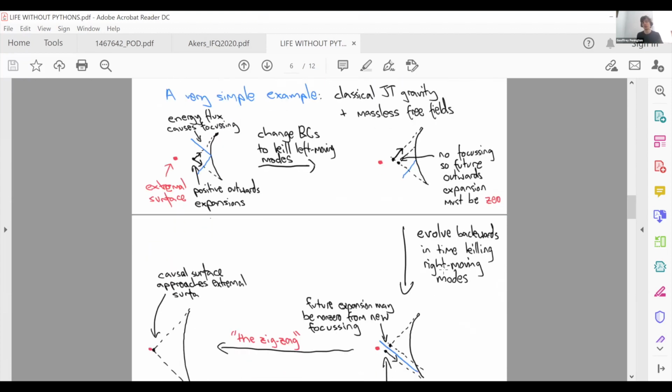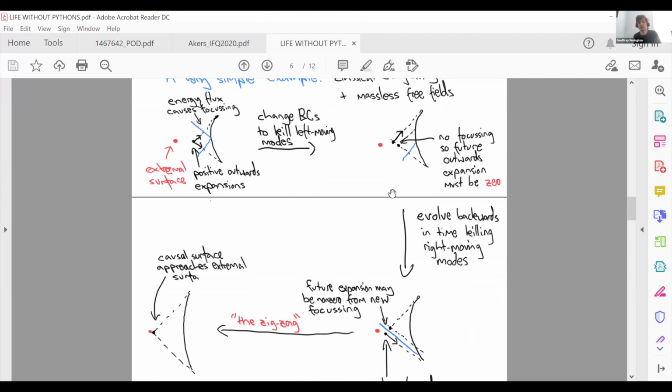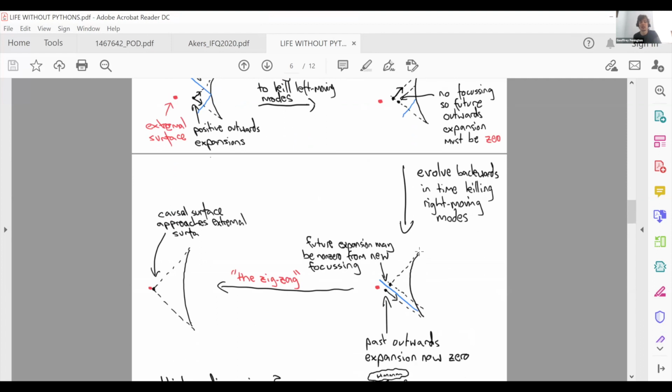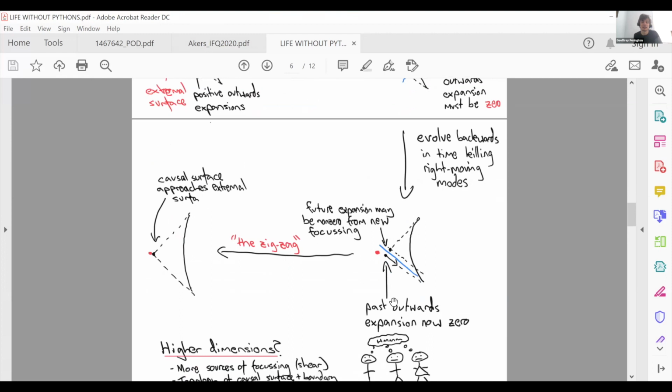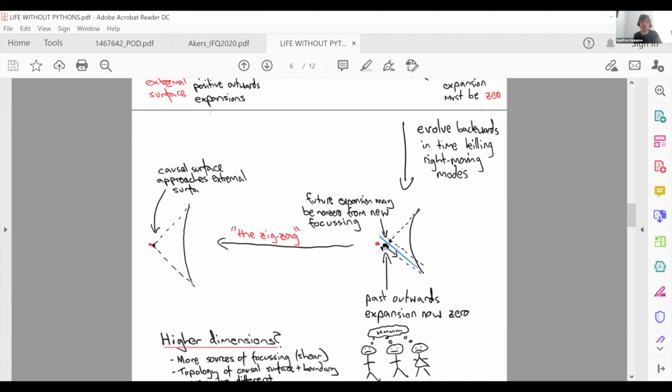Now, what do we do next? Well, now we take the state up here, we evolve backwards in time, and we now use boundary conditions that kill off all these right moving modes that fell into the white hole. Okay, so we evolve backwards in time, and now there's no energy falling in. This asymptotic boundary ends up making it further backwards in the global AdS picture. Now there's no energy flowing across this past causal horizon. And so now this is the one that has to have past outwards expansion being zero.